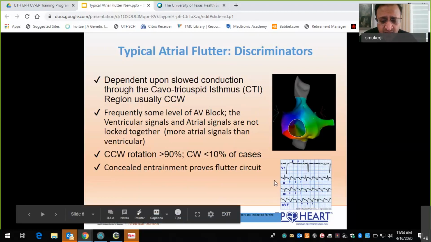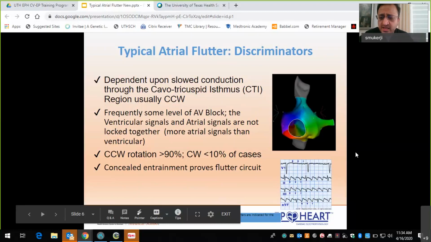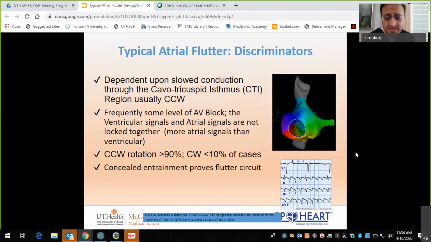In some cases, we see clockwise. Truth be told, it doesn't really matter in the EP lab because it does not change the nature or the type of ablation that we would be doing. But it does help for teaching purposes, if you will. It also makes great questions on board exams. And it also gives us an idea of what to expect in the future, if we see something out of the ordinary, especially in patients that are on antiarrhythmic medications or who have had ablations in the past.